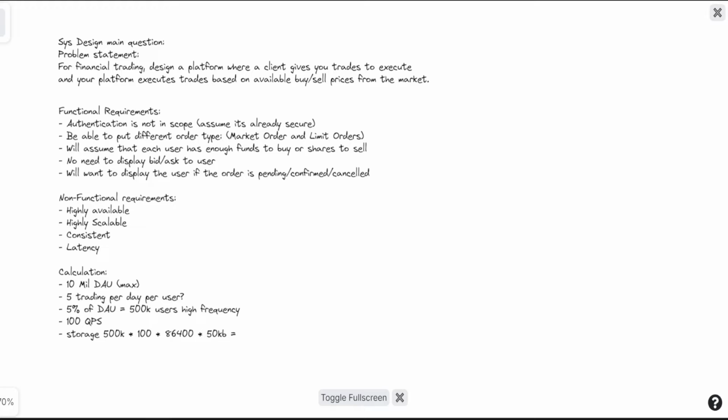86,400 times 50 equals, whoa, that's a really high number. If I do it with 500K, it's around 2.166 in KB, which is basically megabytes. If you divide by 1,000 again, it's giga, tera, peta. So I think it's around 216 petabytes per day.